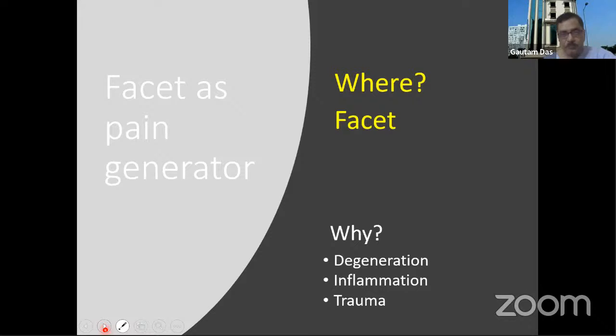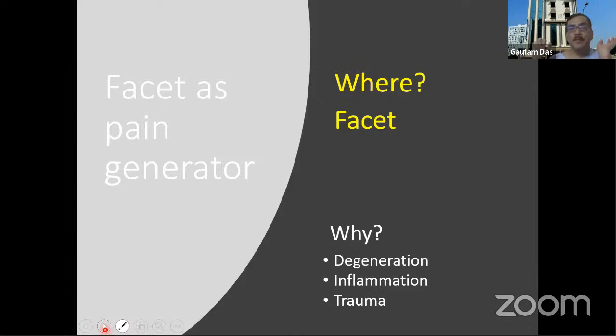So facet joint pain, how will this patient present? Again, as I told, the facet joint is the most common cause of back pain in an elderly person. In the elderly population, this is the most common cause of back pain. So how will this patient present? They'll be telling that sitting is comfortable. Why is sitting comfortable? Because when you sit, we flex, and this facet joint is in the posterolateral part. So there will be unloading of the facet joint. So how can the facet joint be unloaded? By flexing forward. How can the facet joint be loaded?